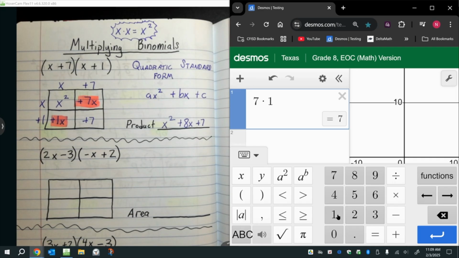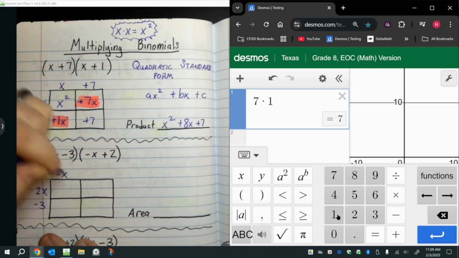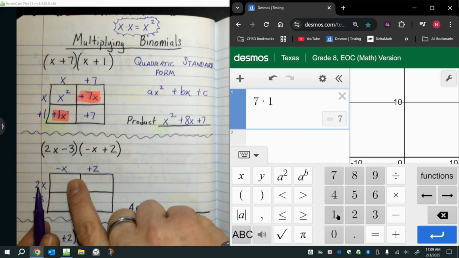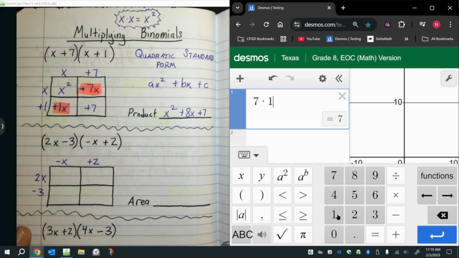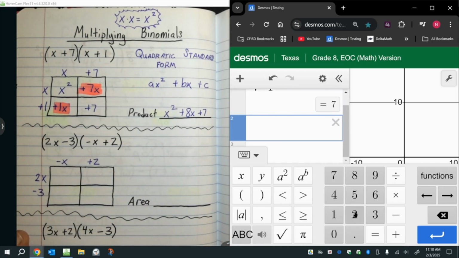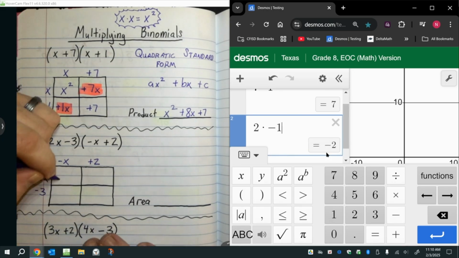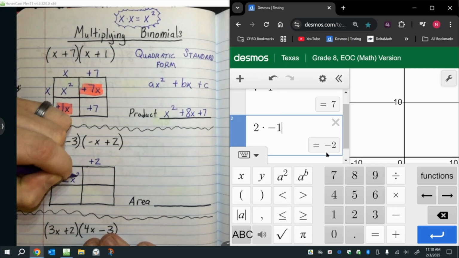Now, let's try the next problem. Again, it doesn't matter where you put it. Maybe I'll put 2x minus 3 right here and negative x plus 2 right here. So what goes in this box? Well, 2 times negative 1. And if you're not sure what 2 times negative 1 is, type it. 2 times negative 1. That's negative 2. And we said x times x is x squared.